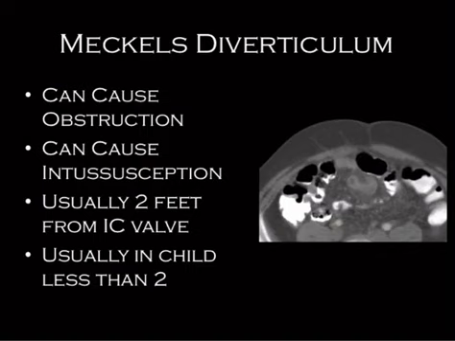So remember there's this rule of twos that this is a multiple choice thing. It occurs in 2% of the population. It's typically 2 inches long. Usually has symptoms before the child is age 2, etc., etc.